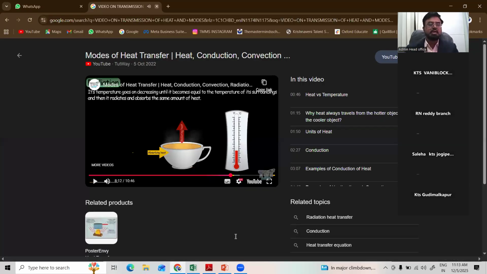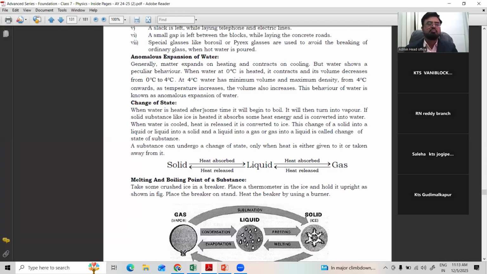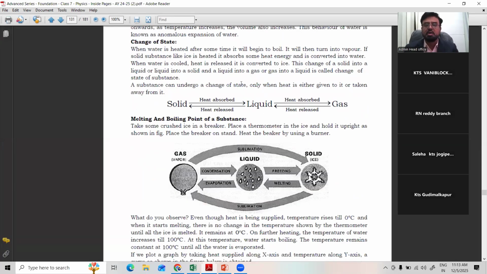Anyway, you understand exactly what the three modes of transmission of heat are, clearly, right? Then the last part: expansion of water, change of state. Change of state you already know very well from the lower classes. When a solid is heated, it converts into liquid, liquid into gas. Converting solid into liquid is called melting, the melting point. Liquid into gas is called the boiling point. Again, gas into liquid is called condensation, and again liquid into solid is the freezing point.